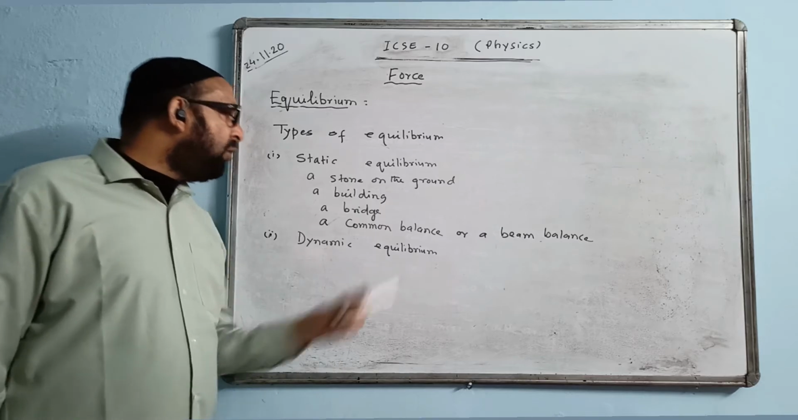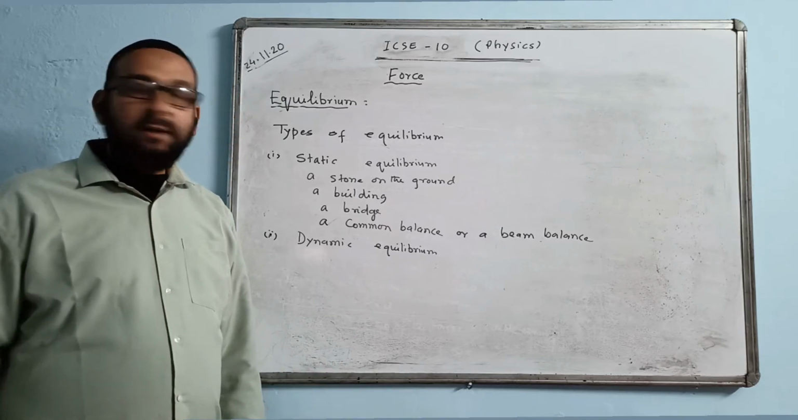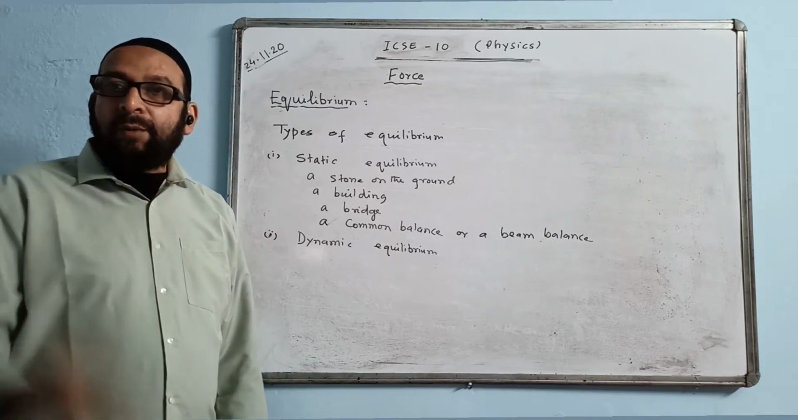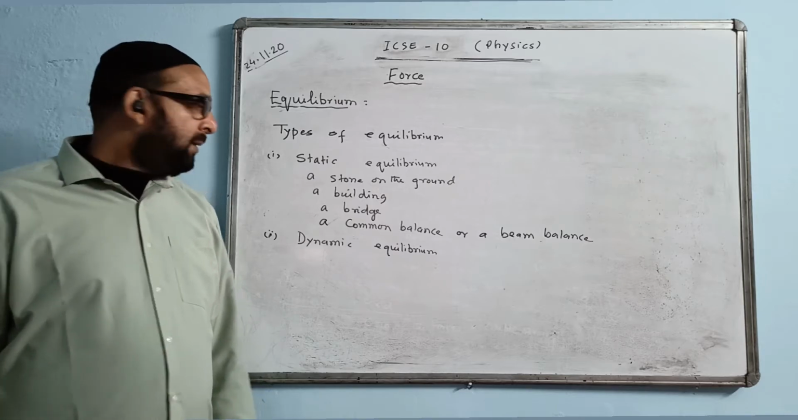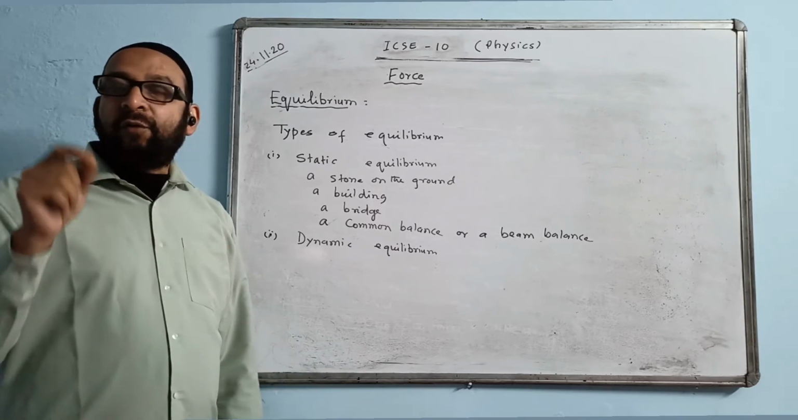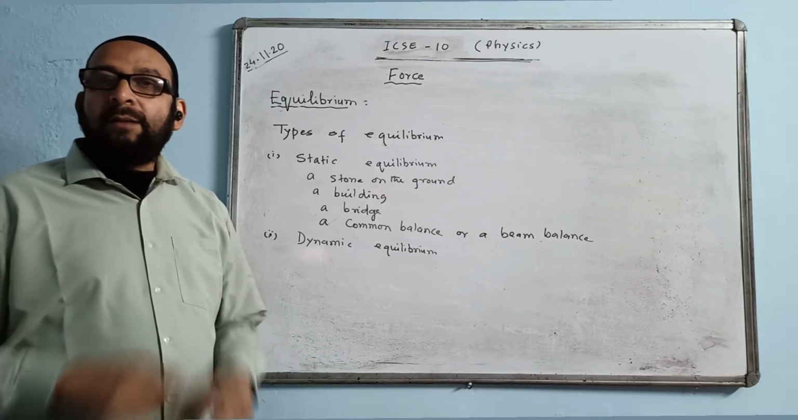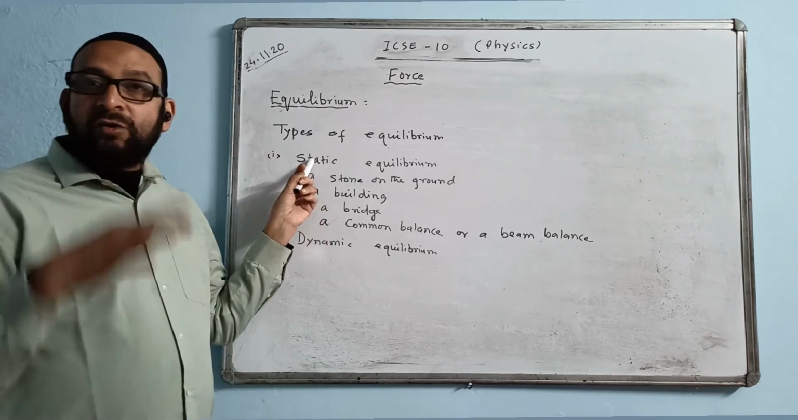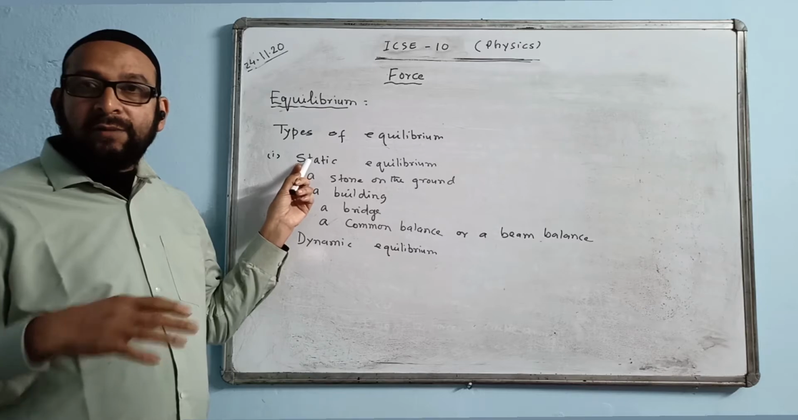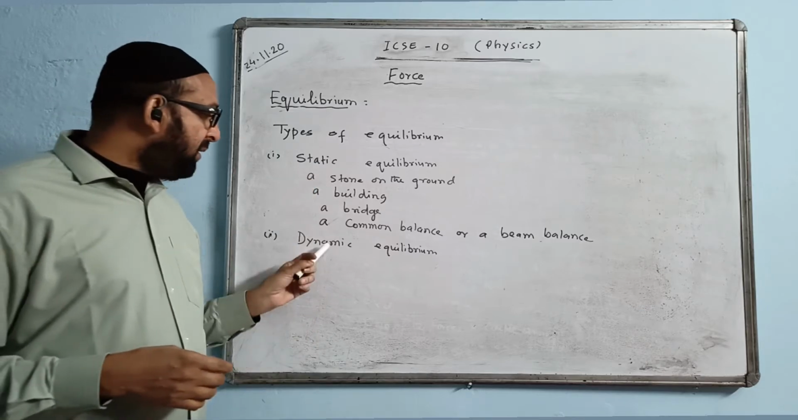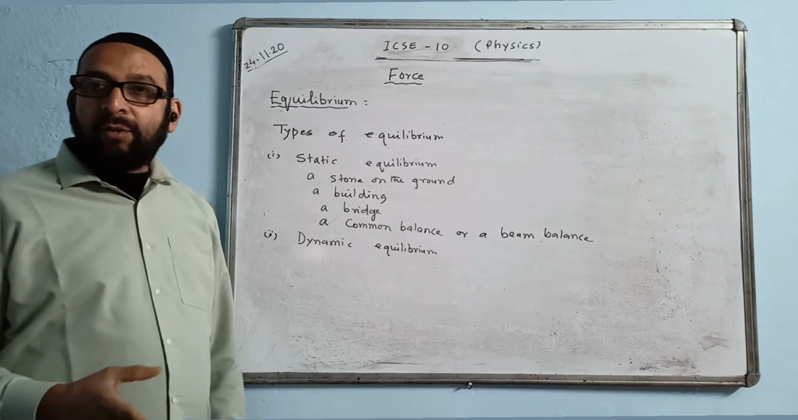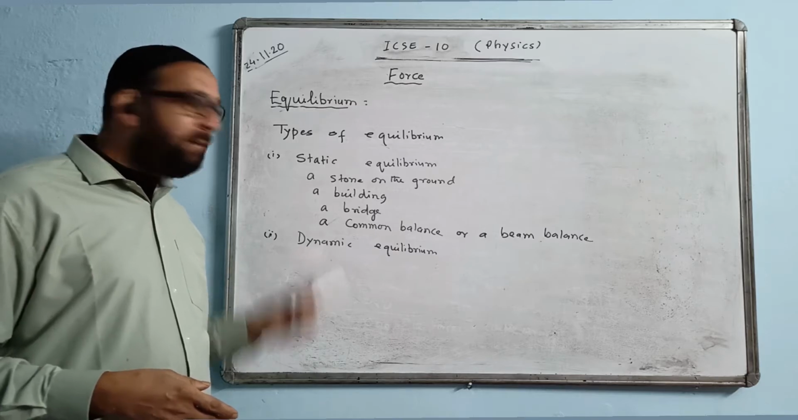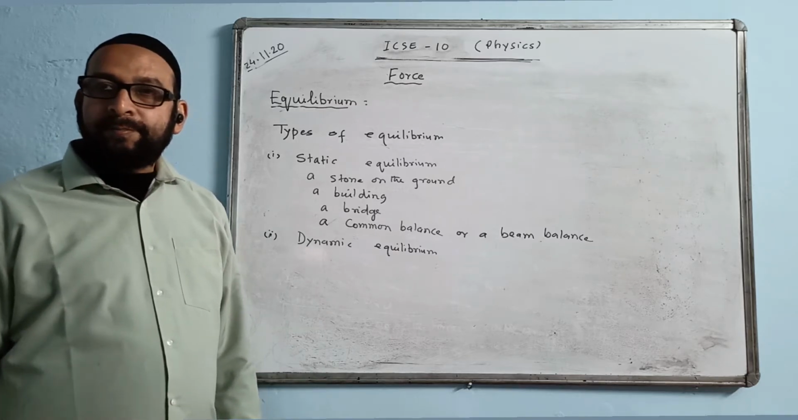Now coming to dynamic equilibrium. What is dynamic equilibrium? We say when the state of motion, dynamic means motion, when the state of motion of a body does not change under the influence of several forces acting on it, then the body is said to be in dynamic equilibrium. When the state of rest does not change under the influence of several forces acting on it, we say it is in static equilibrium. But when the state of motion of a body does not change under the influence of several forces acting, then the body is said to be in dynamic equilibrium.